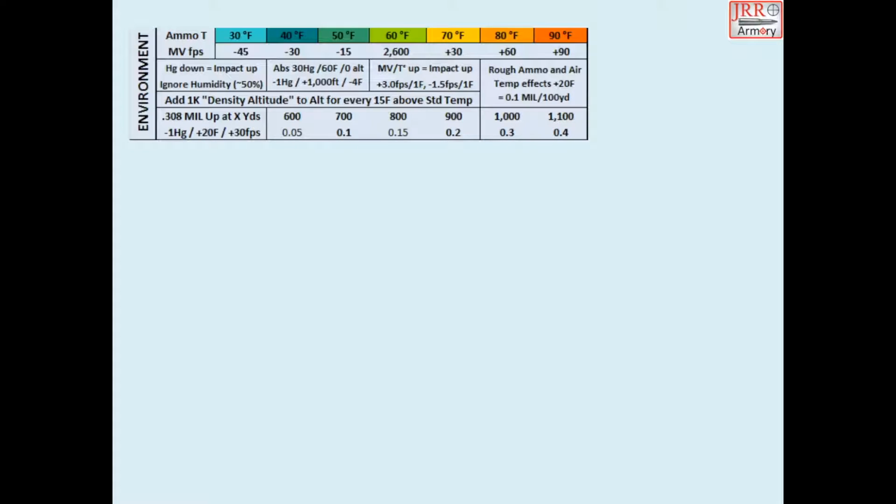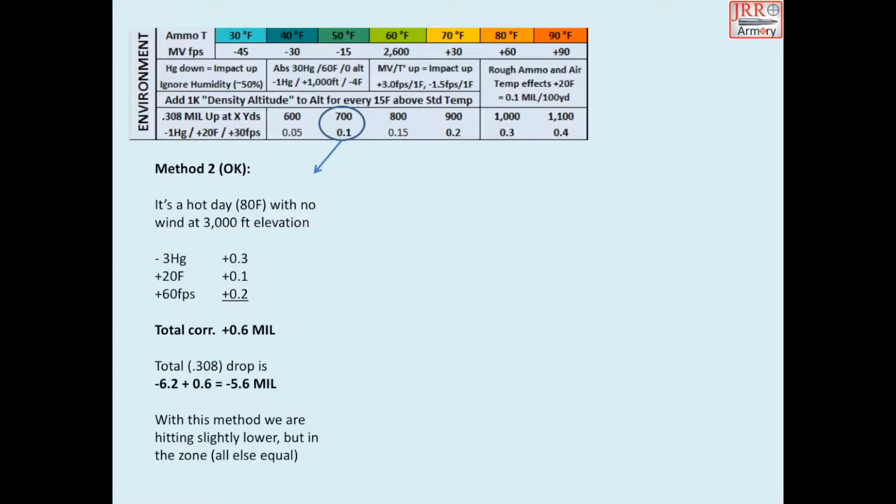And finally, at the bottom of the table, you can see that the impact of a change of 1 inch of mercury, 4,000 feet in elevation, or a change of 20 degrees Fahrenheit in ambient temperature, or a change of 30 feet per second for muzzle velocity, each one of these has an impact of 0.1 mils at 700 yards. So our second method, which is still okay to use, we are in the same day with 80 degrees Fahrenheit at 3000 feet elevation.